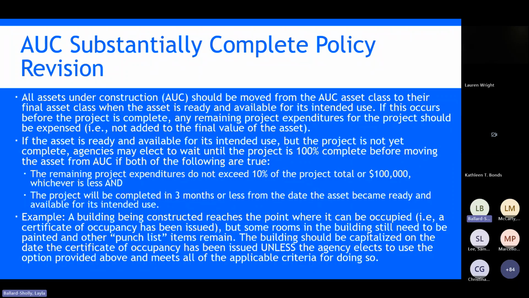Again, this is to allow for a little bit more convenience for you guys without resulting in the asset's historical costs getting significantly distorted, or the depreciation getting significantly distorted because you're capitalizing it way later than you should be.